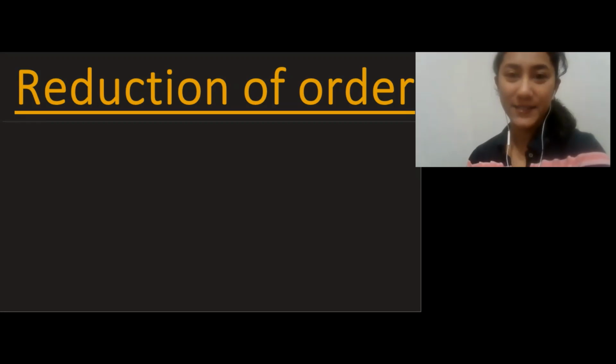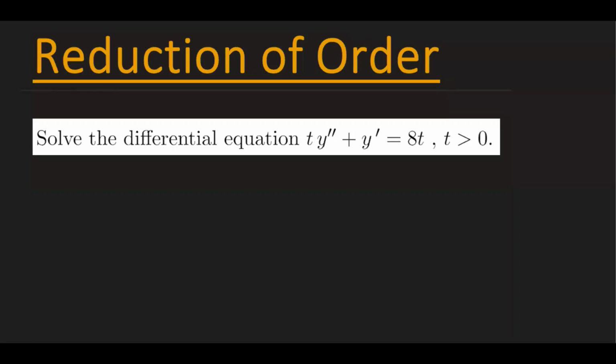So there are two cases, but we're only going to talk about one case, which is when the dependent variable y is missing from the differential equation. So let's get started. All right, so here's a typical example of reduction of order when the dependent variable is missing. So you can see that in this differential equation, the y term is missing.